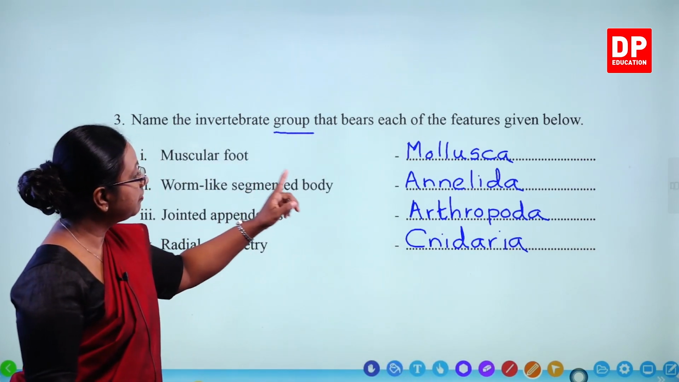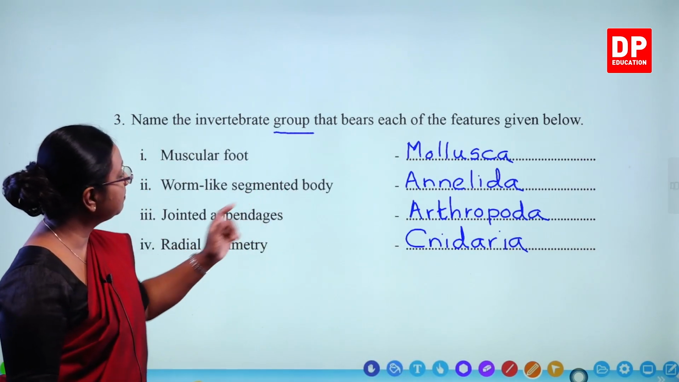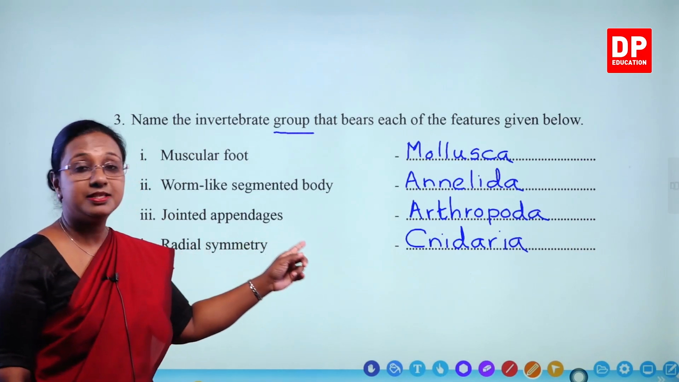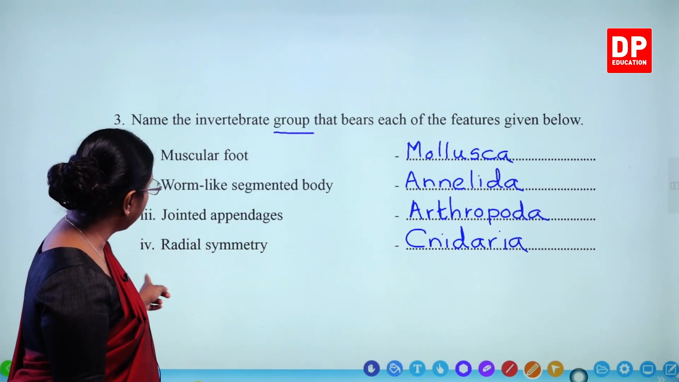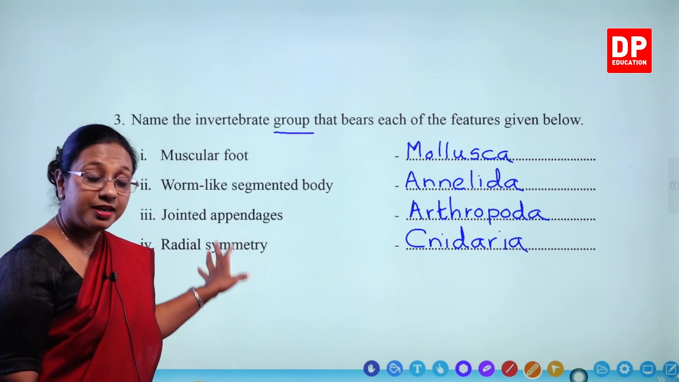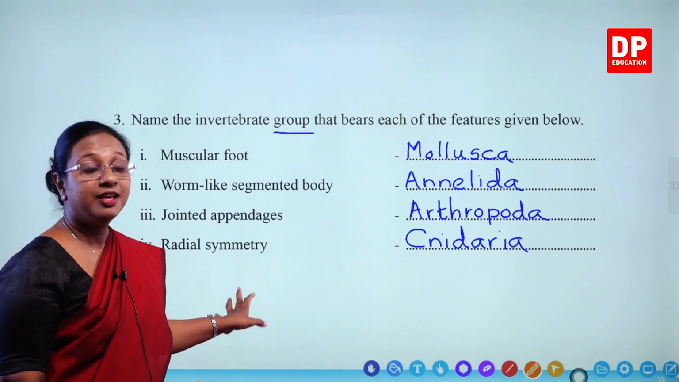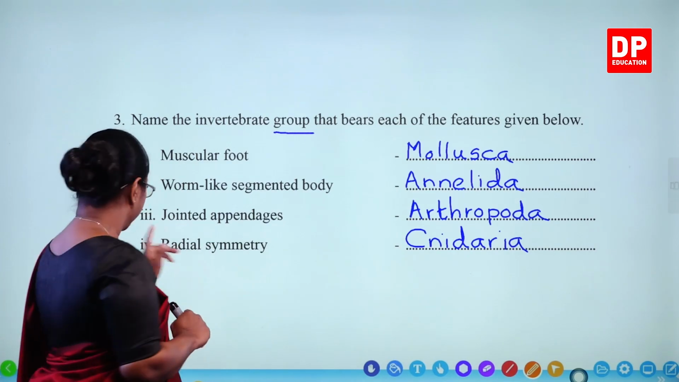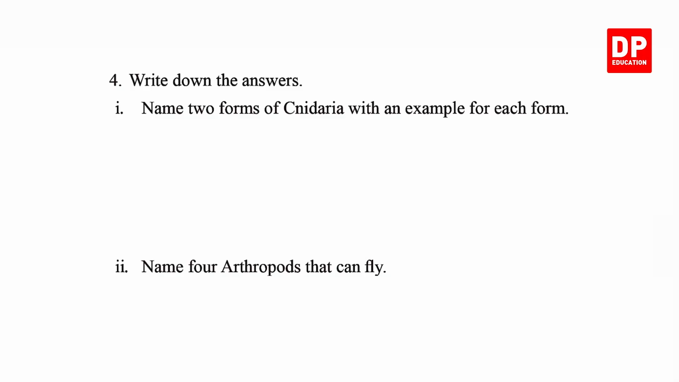So muscular foot, Mollusca. Worm-like segmented body, Annelida. Jointed appendages, Arthropoda, and radial symmetry, Cnidaria. Is that okay? Did you all get it correctly? Yes. So then the next one.